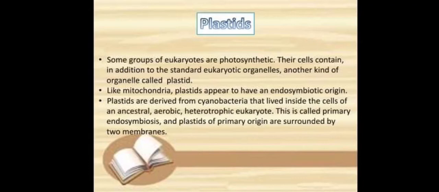Like mitochondria, plastids appear to have an endosymbiotic origin. This hypothesis was also championed by Lynn Margulis. Plastids are derived from cyanobacteria that lived inside the cells of an ancestral aerobic heterotrophic eukaryote. This is called primary endosymbiosis, and plastids of primary origin are surrounded by two membranes. The best evidence is that this has happened twice in the history of eukaryotes.